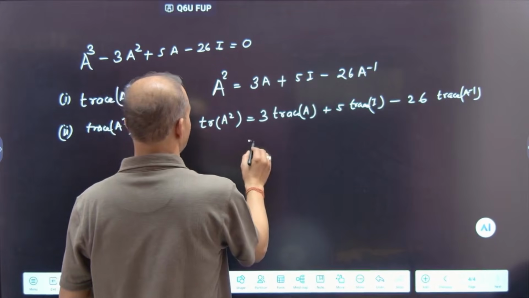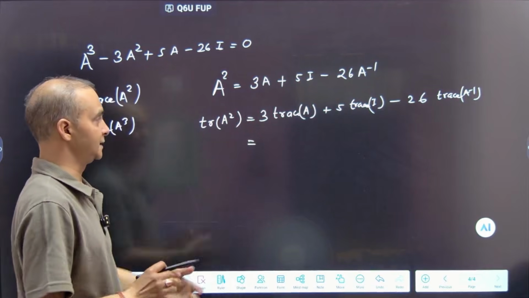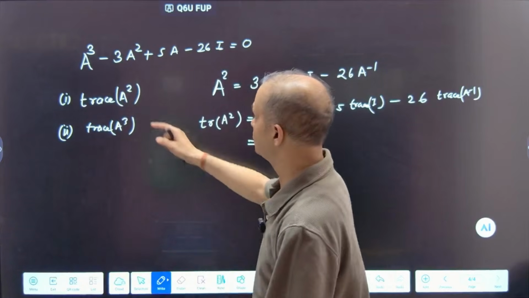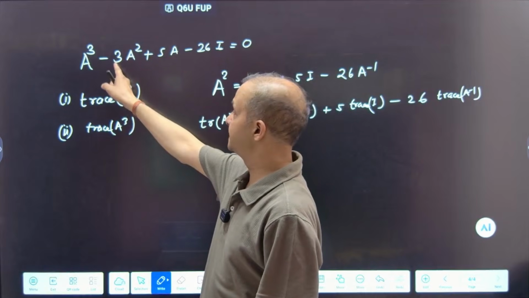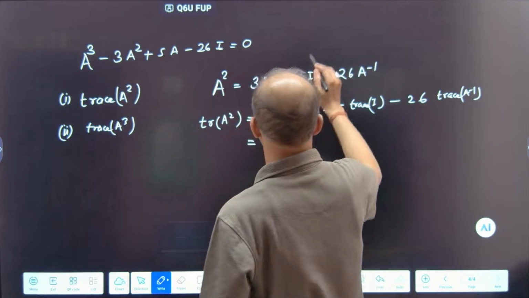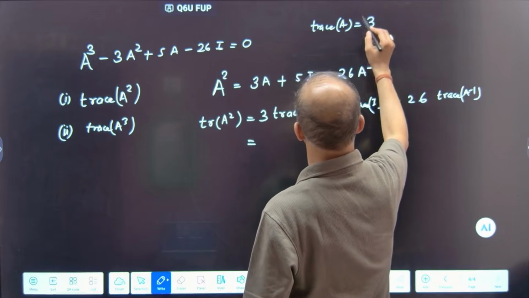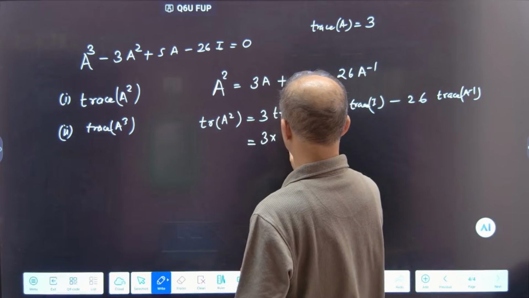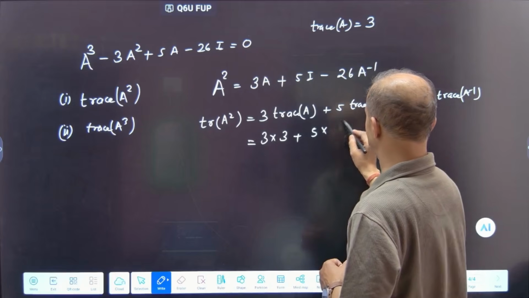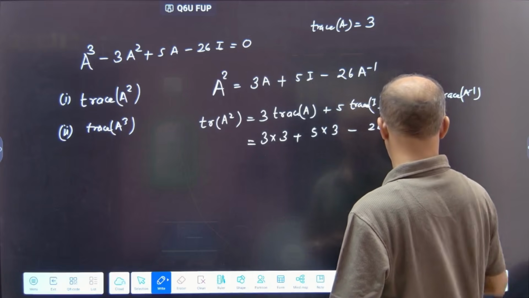Now, the trace of A, of course, in the question they will give you that what matrix is satisfying this thing. Even if the trace of A is not given, we can find it out because this is the characteristic equation. This 3 is sitting at the place of the sum of the diagonal elements, and so the 3 is the trace. So here, you notice the trace of A is already given as the value 3. So I can write 3 into 3 plus 5 into trace of I. So 5 into trace of I is actually 3, and 26 into the trace of A inverse.